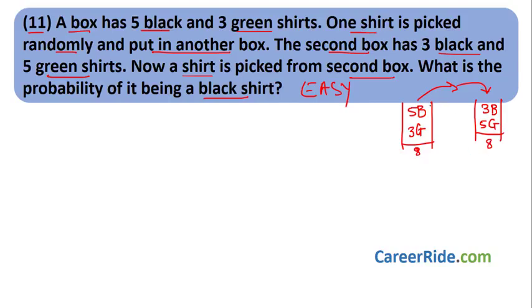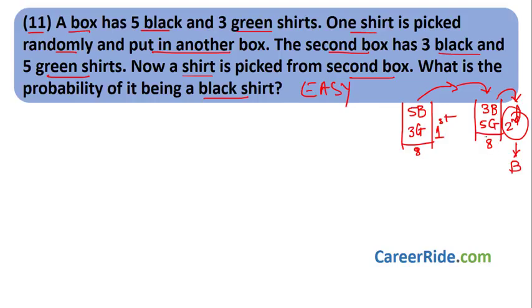Now what they ask is that a shirt is picked out from the second box. This is the first box, this is the second box. One shirt is picked out from the second box. What is the probability that it is a black shirt? Now you might directly write the probability is 3 upon total number of shirts 8, but it is wrong. Or you might add the shirts and write the probability that 5 plus 3 is 8, total number of shirts is 16, so 1 by 2. Again it is wrong, the approach is wrong.